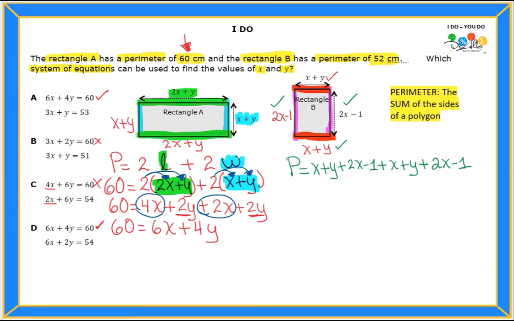But before we do that, what about if we replace P? Because earlier we read that the perimeter for rectangle B was actually 52. So I'm going to write down 52 right here. And now I'm going to move to the problem and see which terms I can combine. Well, I can combine that x, this x, and the last x.